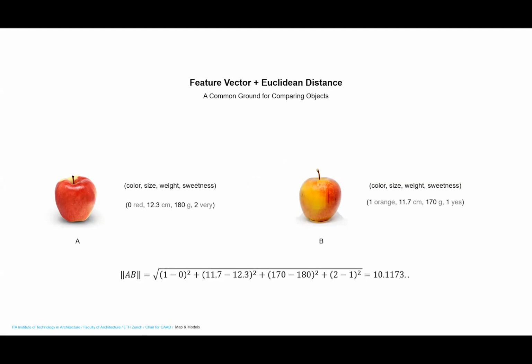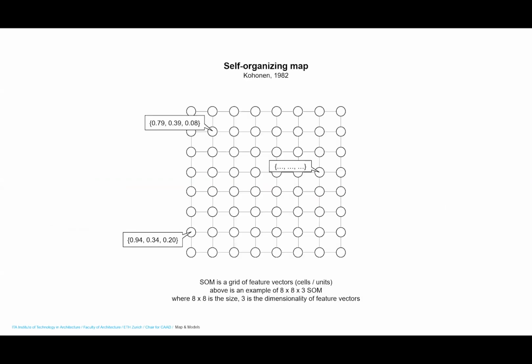And today in the self-organizing map, all of them are included in its mechanism. So let's see what a self-organizing map is. Later I will call it SOM, because it's difficult for me to pronounce. So what is SOM? It's actually very simple. SOM was invented by Kohonen in 1982. It's actually a grid of feature vectors. If you want to draw a diagram, then it's like this.